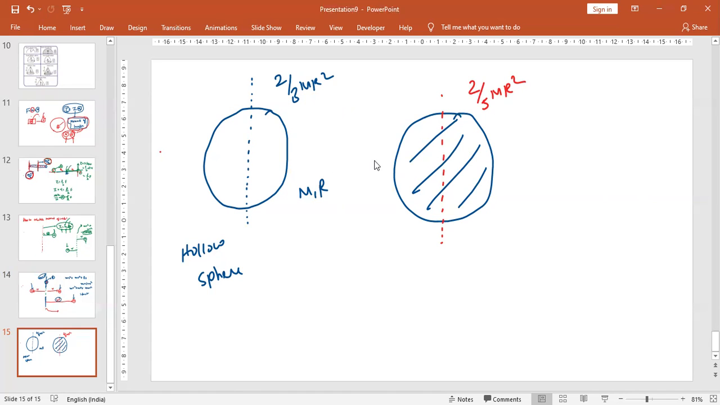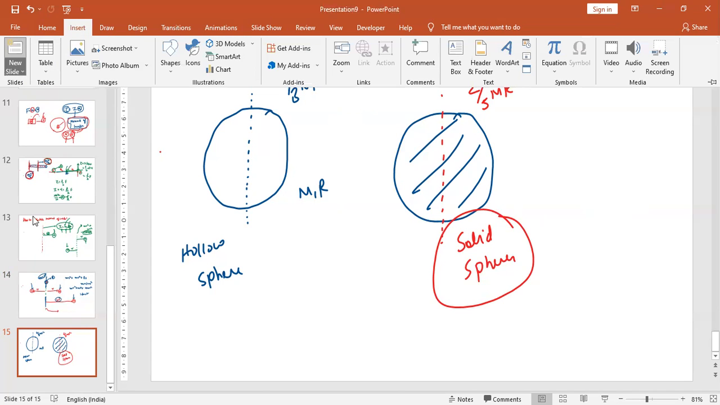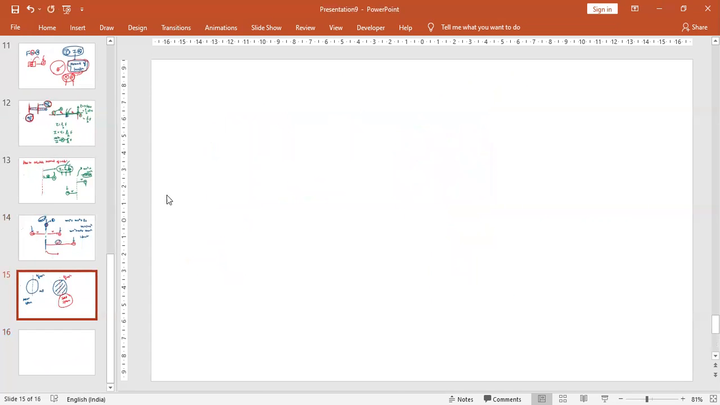But two or three, I am just writing down. So please write this for the hollow sphere, and for the solid sphere, this will be the moment of inertia. Similarly, write it down, write it.